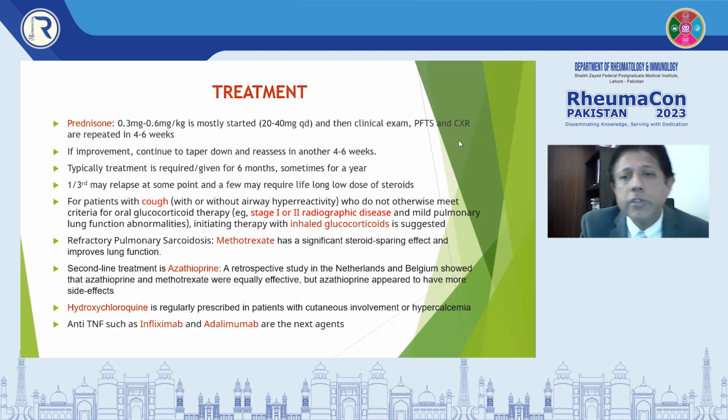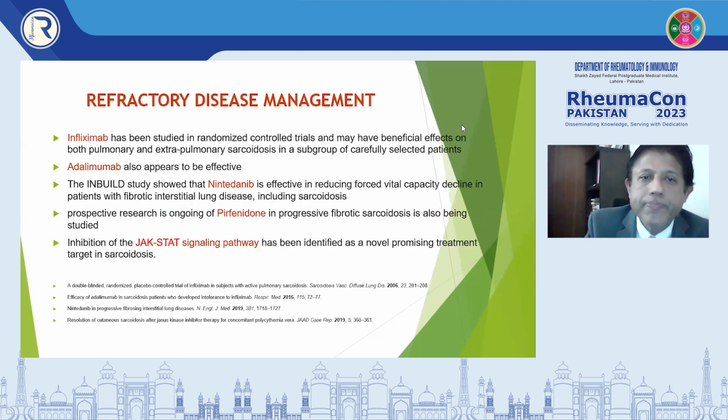There are certain subsets of patients who may only have cough, which may be just airway hyperreactivity. And if they're stage 1 or even stage 2, you can probably get away with giving them inhaled glucocorticoids and save them from the systemic steroid side effects. If you have refractory pulmonary sarcoidosis, then methotrexate can be added; azathioprine could be a second-line agent, which is probably equally efficacious for lung disease, but carries more side effects. Hydroxychloroquine can be given for cutaneous involvement or hypercalcemia. And if none of this is working, we can obviously add infliximab or adalimumab.